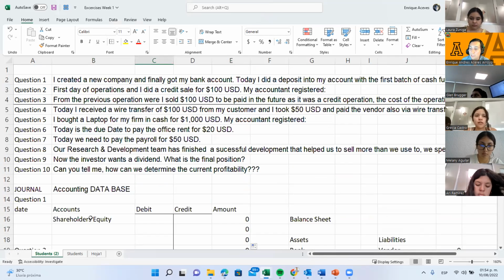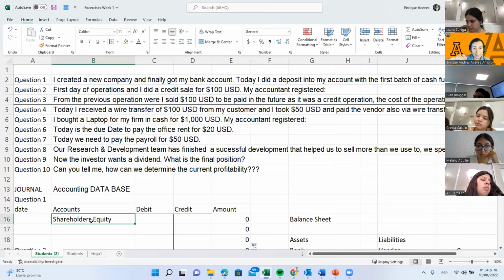So guys, we know that if you put that money into your company, that's called shareholders' equity. Okay. Shareholders' equity, what is the nature of it? What's the nature of shareholders' equity? It's debit, no? Because it goes into the company. No, it will be a credit.